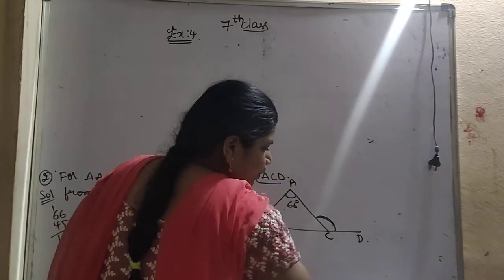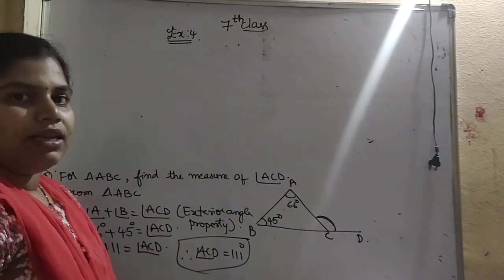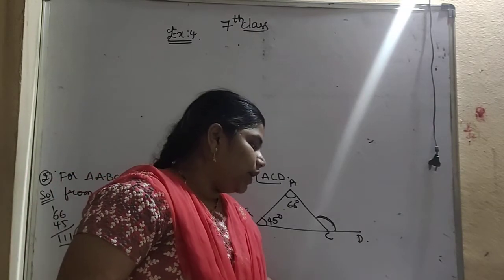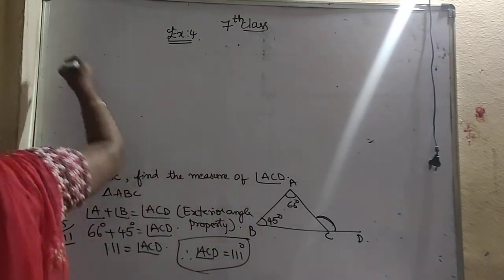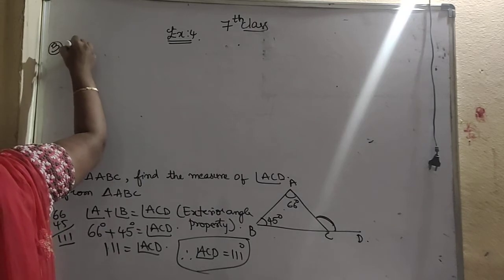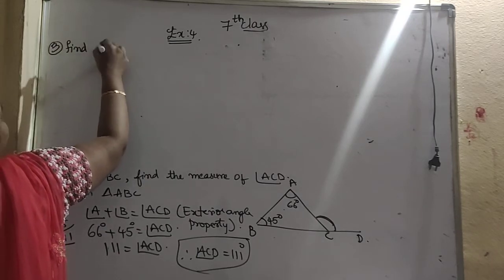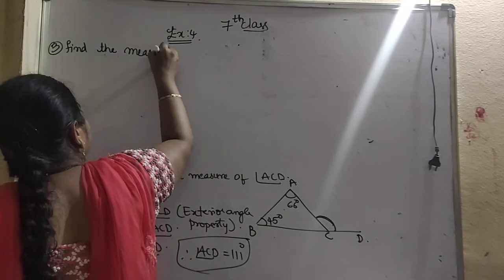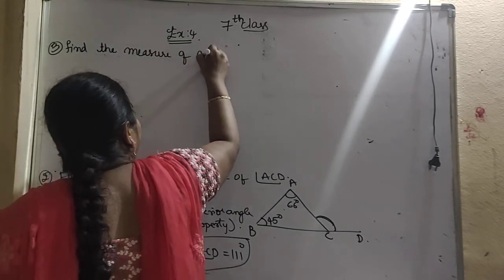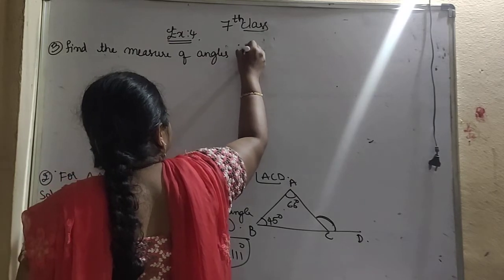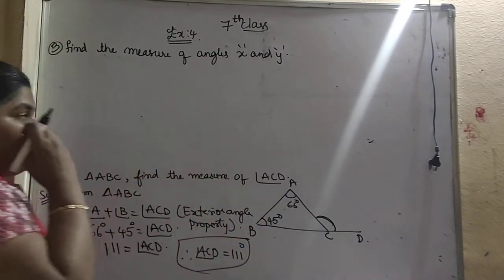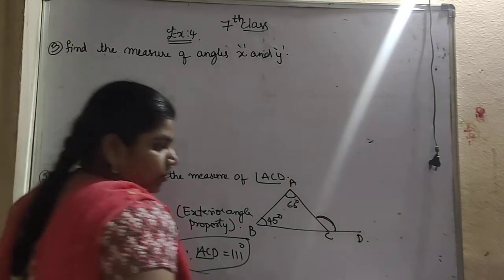So what is the third question? Find the measures of angles X and Y. So we have to find the angles X and Y in the given figure. So third question. Find the measure of angles X and Y. So this X value, Y value we have to find.